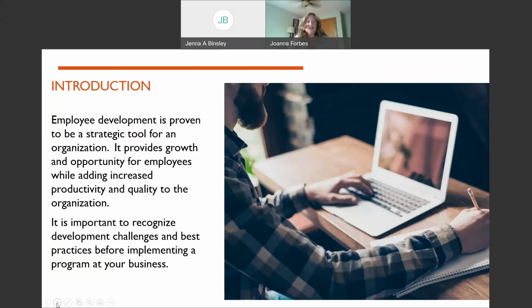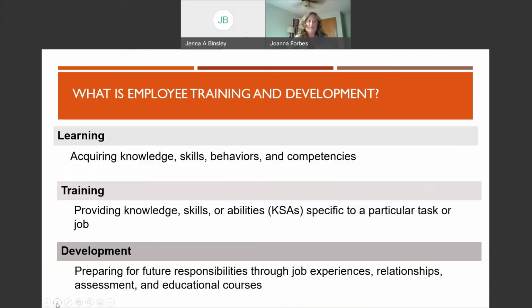So, just an introduction today. Employee development has definitely been proven time and time again to be a strategic tool for our organization. It provides growth and opportunity for our staff, but it also adds increased productivity and quality to the organization. But before we jump in and roll out some sort of training and development program, it really is important to make sure that we recognize any challenges, that we don't just do it haphazardly, and that we have the best practices in mind before we implement it.